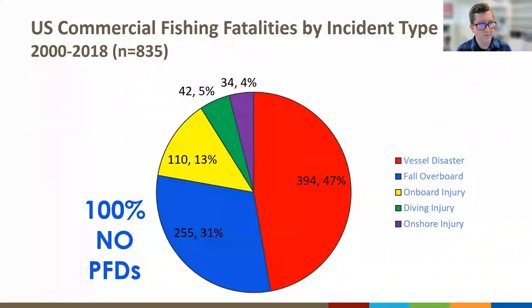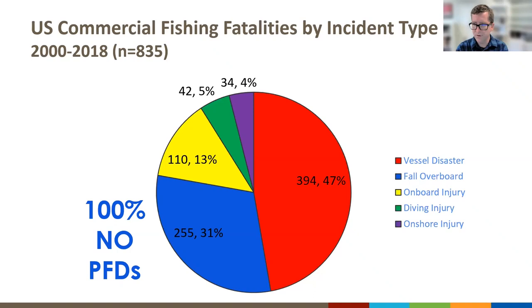about safety in commercial fishing. And when we look at fatalities by incident type in commercial fishing, we see that roughly half of them are from vessel disasters where the boat sinks and the fishermen end up in the water. But that second category there is falls overboard. And that's 30% roughly of the fatalities.